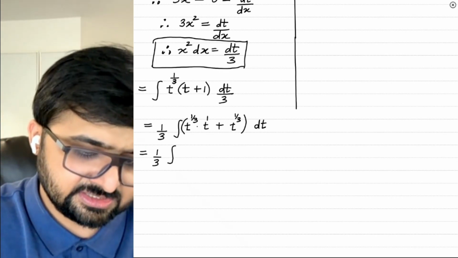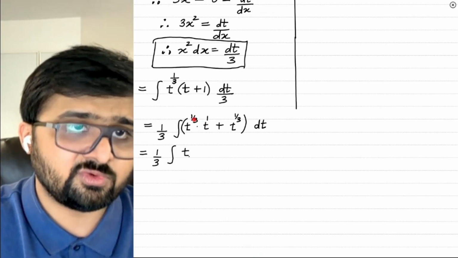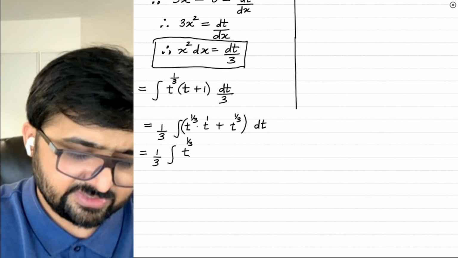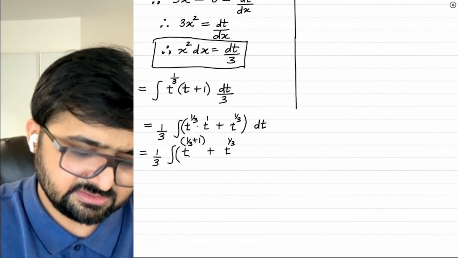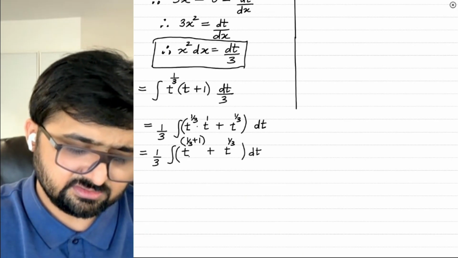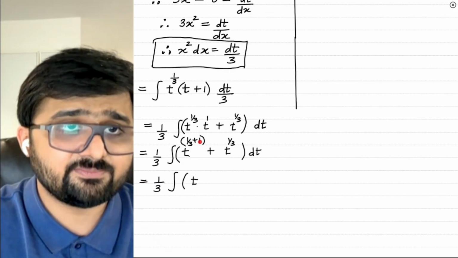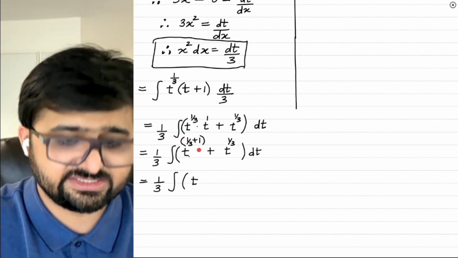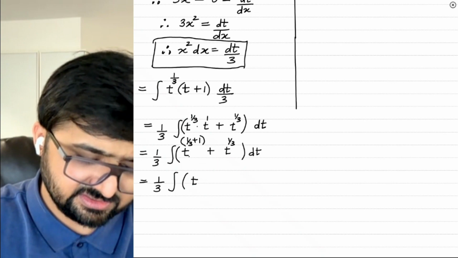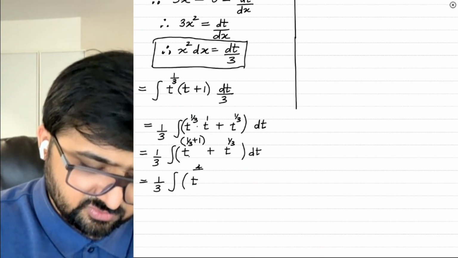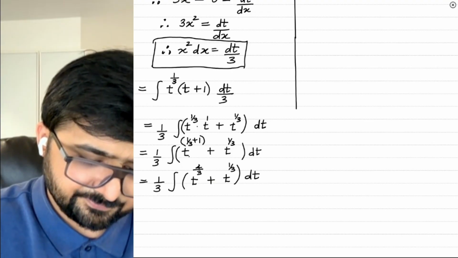So that is equal to 1 by 3 integral of. Now we're using the laws of indices. I can add the powers. So this will become t to the power 1 by 3 plus 1, plus t to the power 1 by 3 dt. So 1 by 3 plus 1 is 4 by 3. Let me just write it clearly: 4 by 3, plus t to the power 1 by 3 dt.